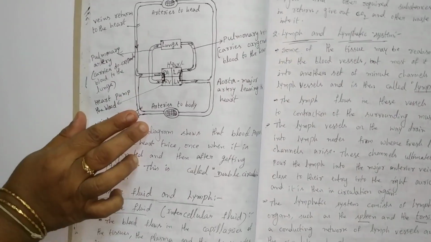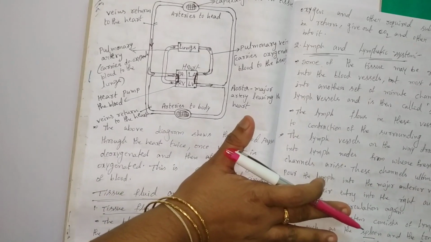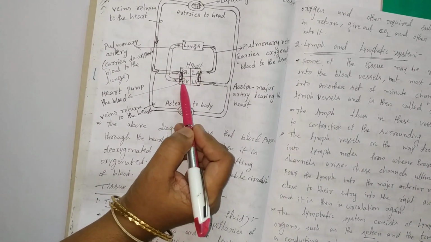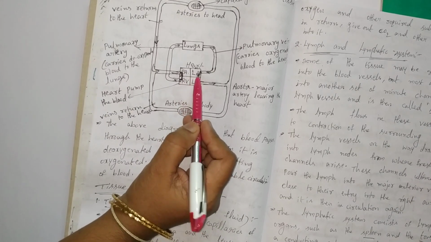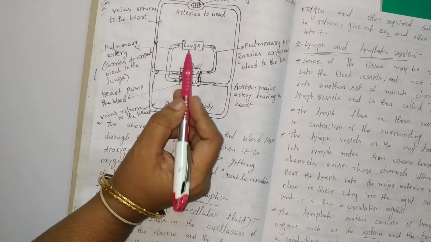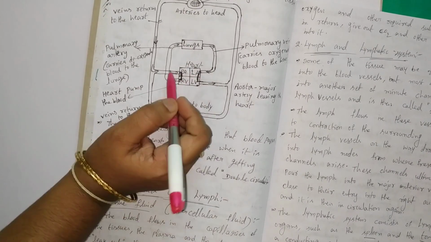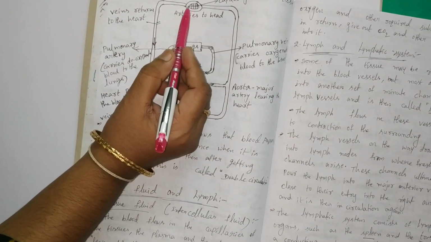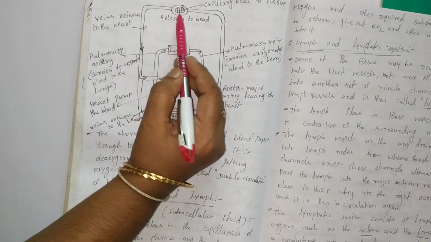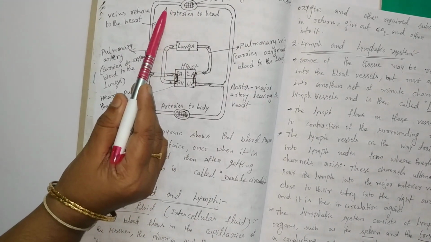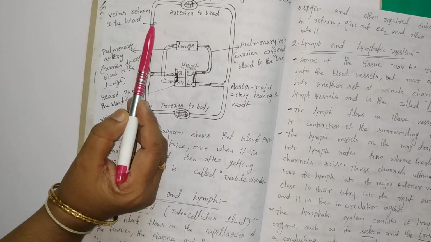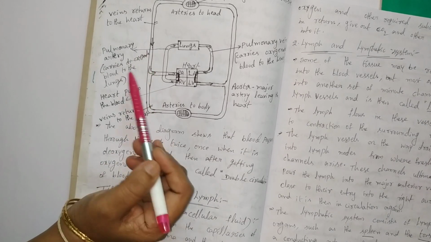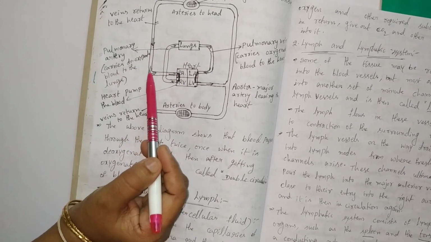Here this is the diagram. This is the heart: right auricle, right ventricle, left auricle, left ventricle. This is the lungs. Arteries to head. This is the capillary beds in the tissue. This is the veins returning to the heart. So this is the blood flow.